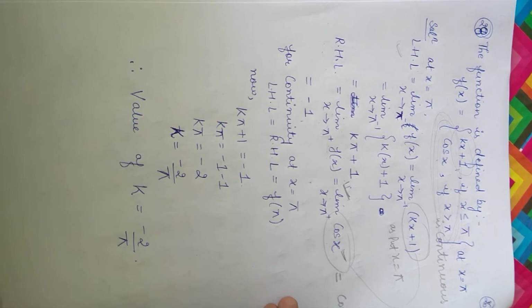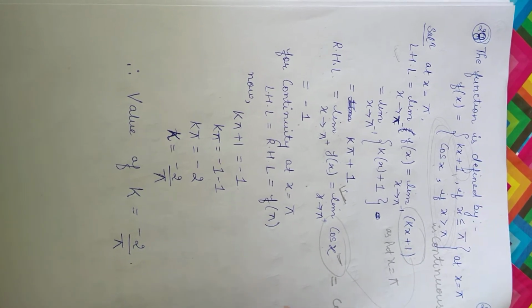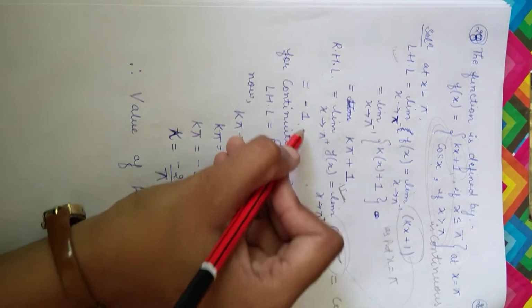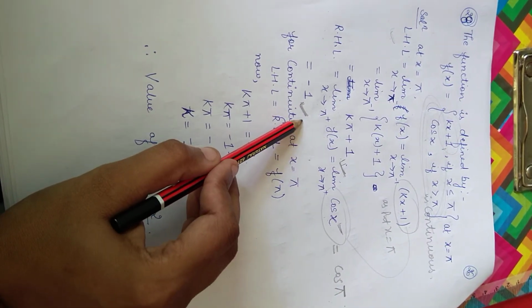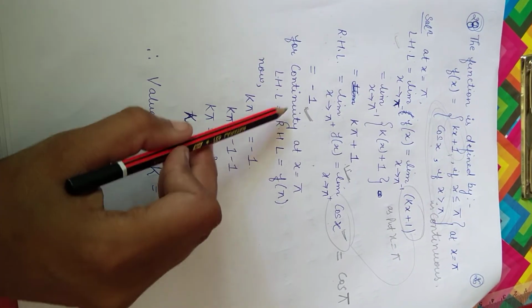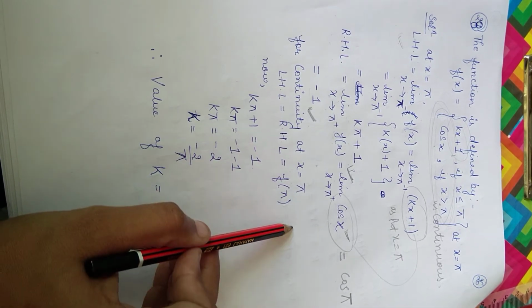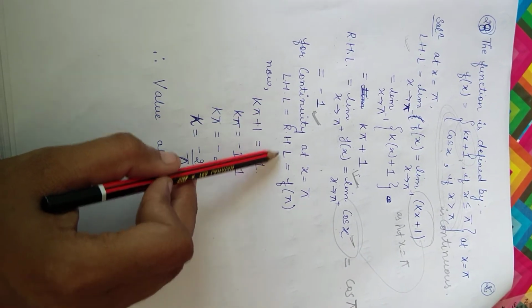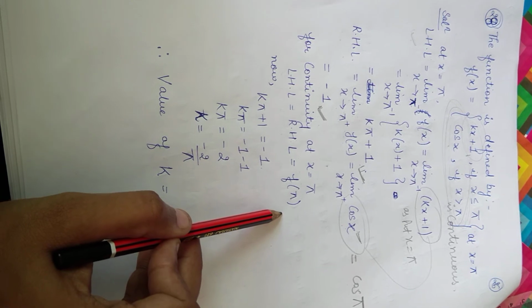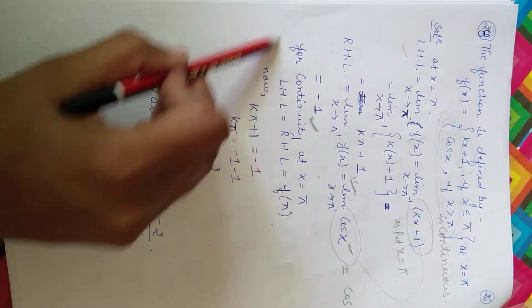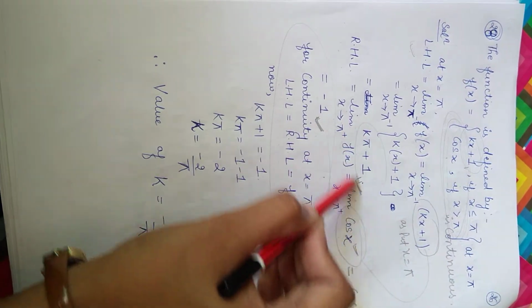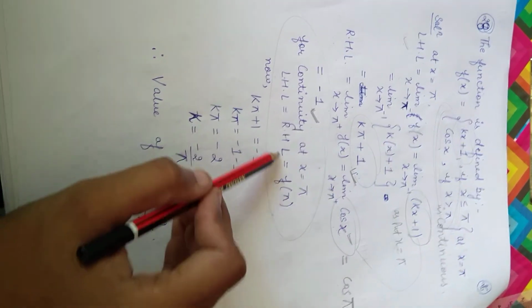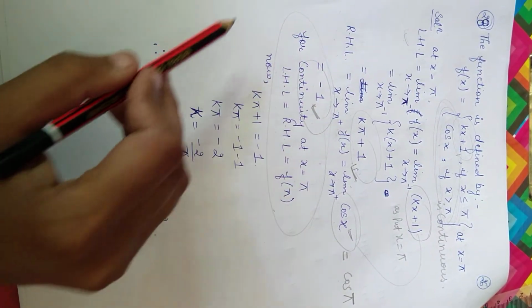Cos pi, what will I get? The value of cos pi is -1. For continuity at x is equal to pi, LHL is equal to RHL is equal to f(pi). Clear beta? Because it is given that it is a continuous function, I will use this k plus 1 and this value to find out the value of k.